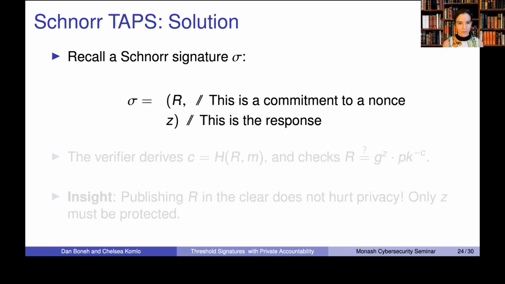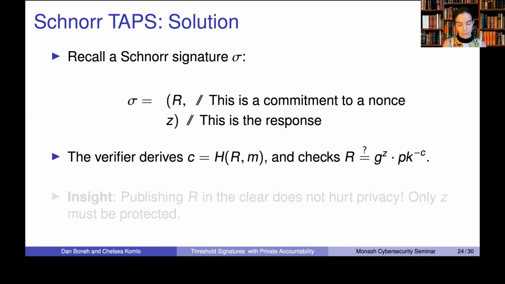Happily we are able to do so, but we do so by deviating from our generic construction. As we saw before, a Schnorr signature is a tuple: the commitment, which is a commitment to a nonce, and then the response. The way that verification works is you derive the challenge, and then you check if the commitment that is in the signature is valid with respect to the response, the public key, and the challenge. We saw this before, but I wanted to remind you how Schnorr signatures work.